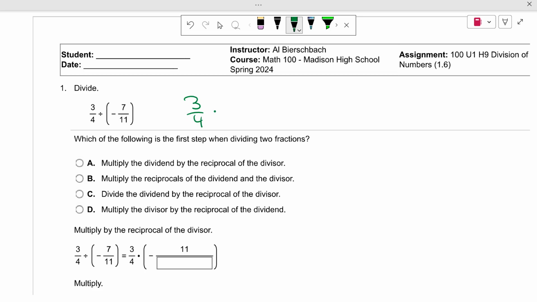So, when you divide fractions, you have to multiply by the reciprocal of the one that follows the division sign. 11 over 7. And it's negative. So your final answer, you have one positive, one negative, so your final answer is going to be negative. Does 3 go into 7? No. Does 11 go into 4? No. So there's nothing that goes into anything. So it's negative 33 over 28. And you just stop right there.